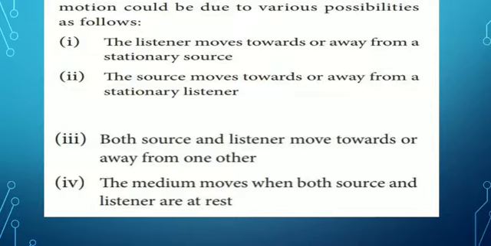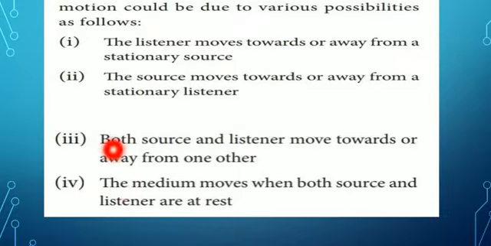See the second one: the source moves towards or away from the stationary listener. Suppose you are standing at a particular point in the railway station, the train comes to the station and goes away from the station. Just imagine. The train is the source and you are the listener. So the second case is the source moving towards or away from the listener, whereas in the first case the listener moves towards or away from the source.